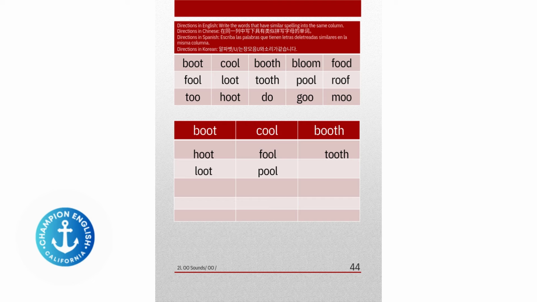Okay, students, now that we see that we have the words in the right column, you can check your pages and see if under boot you have hoot, like an owl hoots. Say hoot, hoot, and loot. Under cool, you should have full and pool. Under booth, there was only one word, which is tooth. Booth and tooth. Go ahead and say the words out loud by yourself or with a partner 3 times. Good job, students.